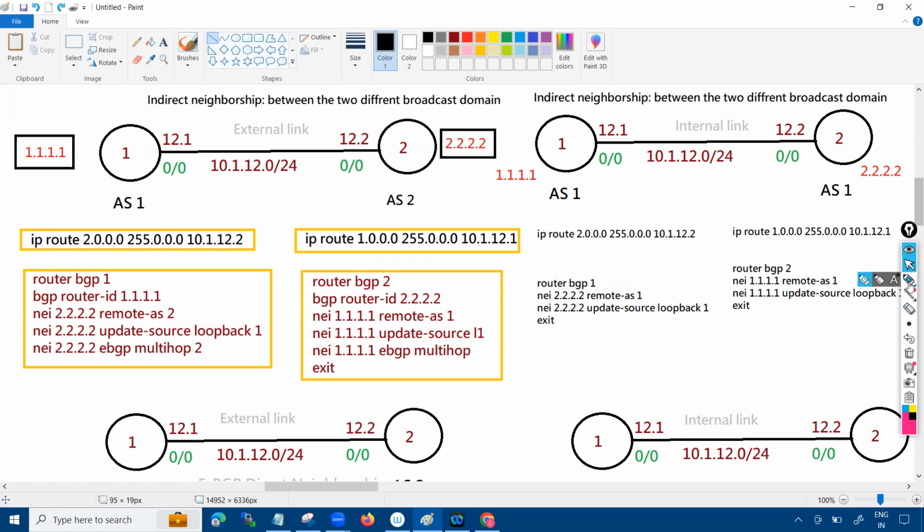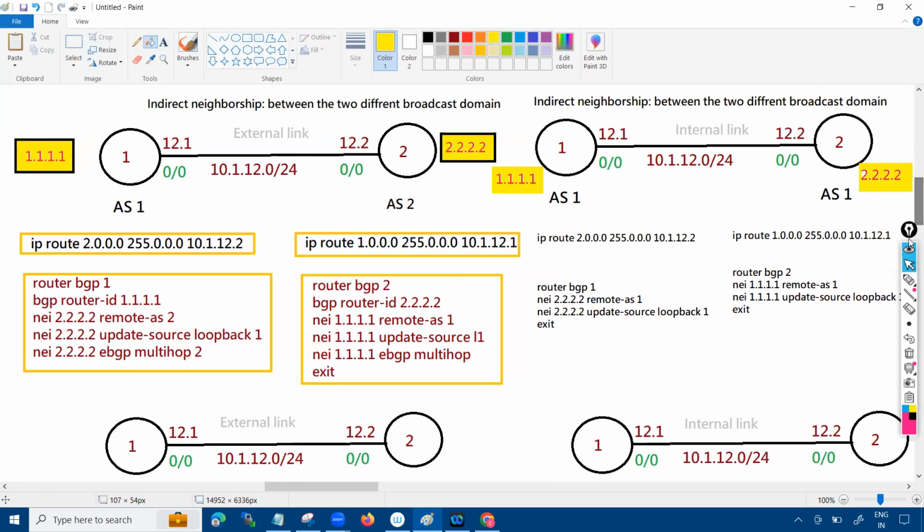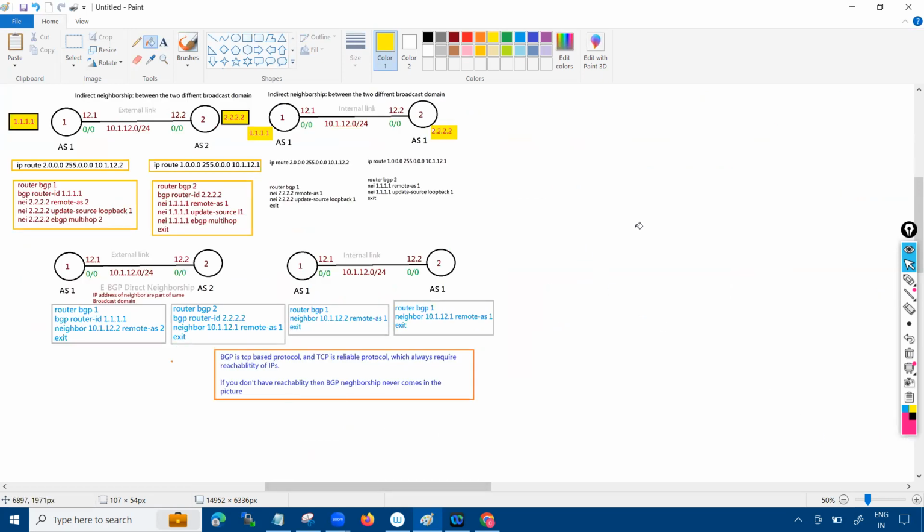I'll make a point over there. Between this one to this one, I'm making the neighborship from here to here. Same thing, I'm making another neighborship from here to here. So we don't have a physical neighborship. We have a neighborship with the virtual loopback to loopback. So in the downside, you can see that my neighborship is the immediate direct neighborship between this physical interface and this physical interface. But now we have a loopback to loopback. So I can mention over there, this is the loopback to loopback we have now.